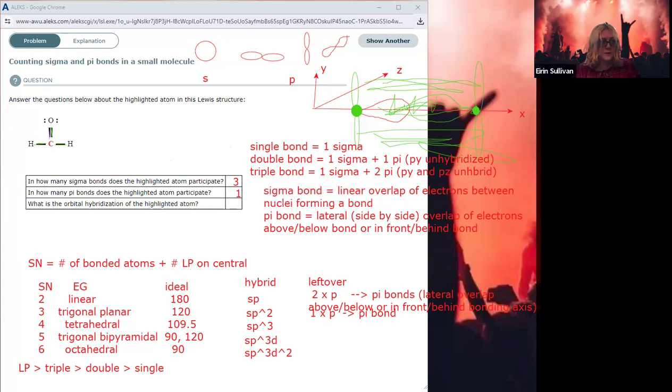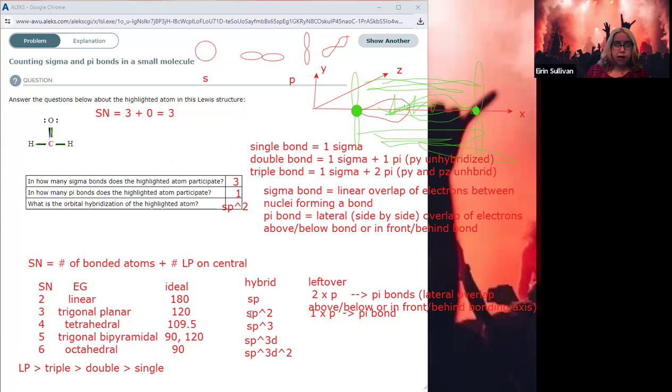What is the orbital hybridization? That goes straight back to the steric number. We have 3 bonds and no lone pair, so the steric number is 3. That tells me it's going to be sp2 hybridized. Those hybrid schemes have to match up with the numbers, right? So 1 s plus 2 p, 1 plus 2 gives me 3. And that also makes sense because that carbon is able to form a double bond.